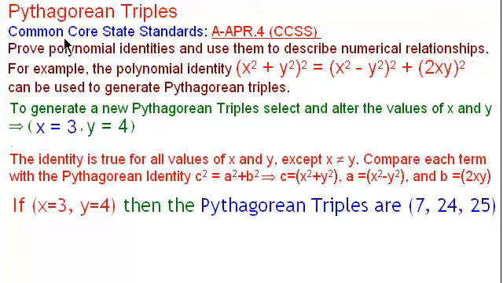This particular identity is being discussed in the Common Core State Standards, as I mentioned, and it is written here. I hope you understand this polynomial identity, and the visual demonstration will be an advantage for you to understand how this polynomial identity works and what Pythagorean triples are.